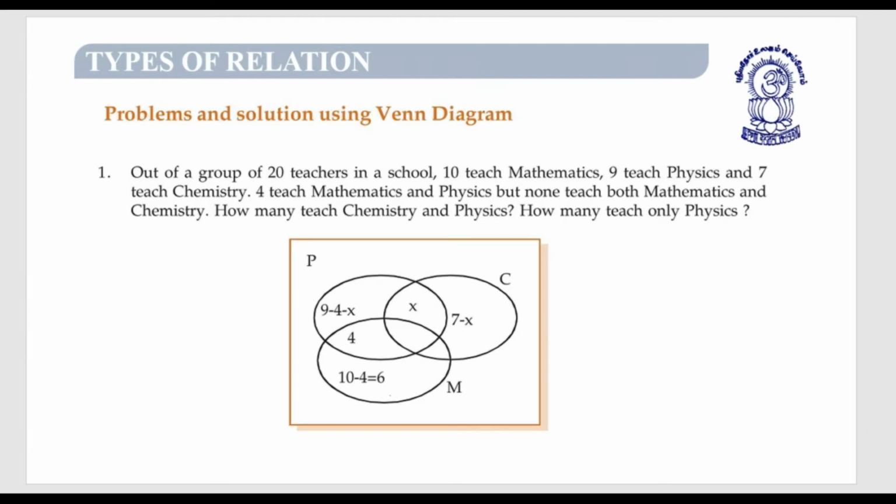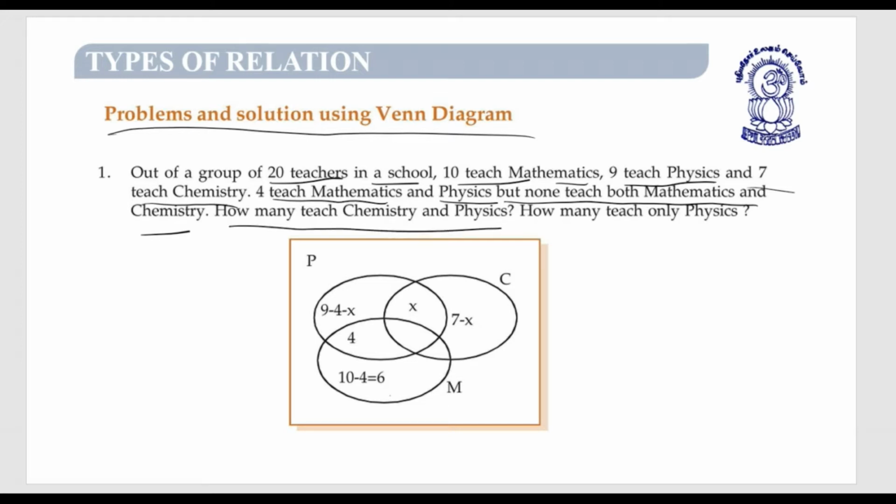Next one. Types of relation in problems and solution using the Venn diagram. First, out of a group of 20 teachers in a school, 10 teach mathematics, 9 teach physics and 7 teach chemistry. 4 teach mathematics and physics, but none teach both mathematics and chemistry. How many teach chemistry and physics? How many teach only physics?